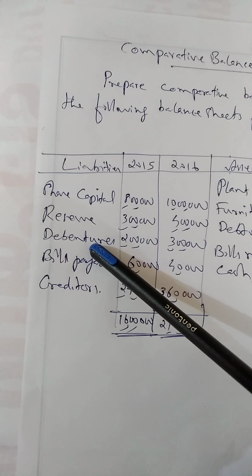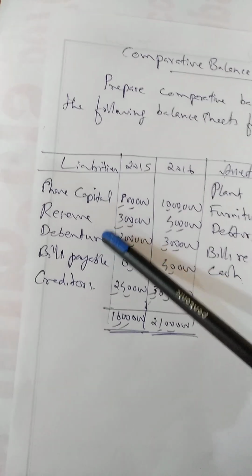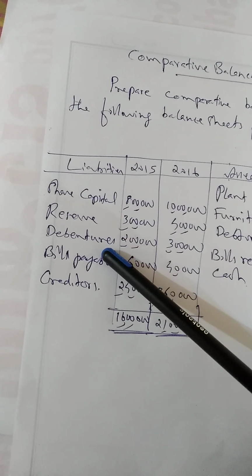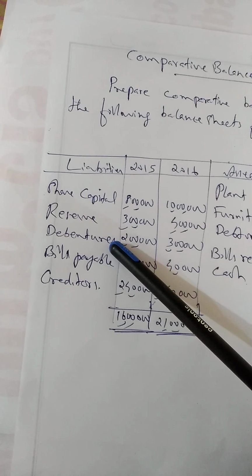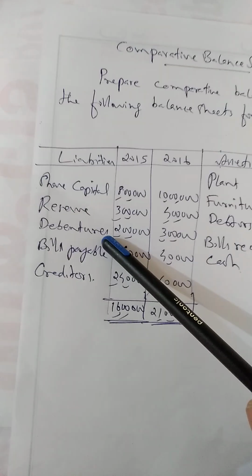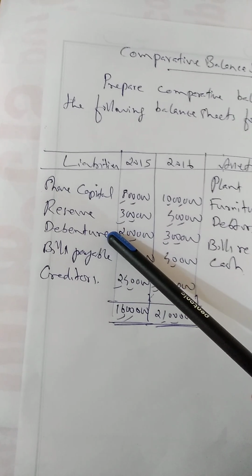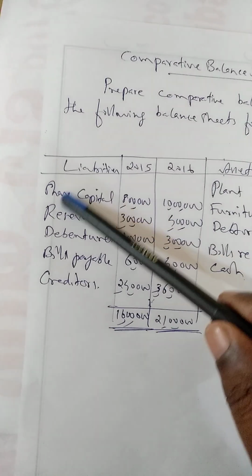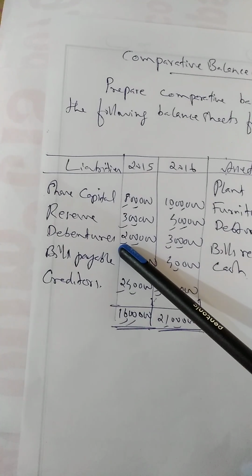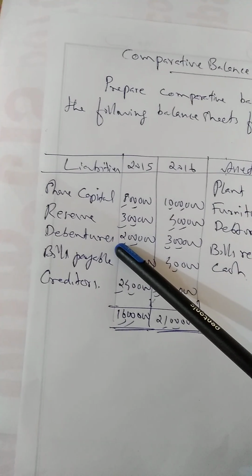Similarly, debenture means borrowing from the public by providing documents. That is what is called debenture. It is also a long-term debt. So these three items represent long-term liability or long-term debt.